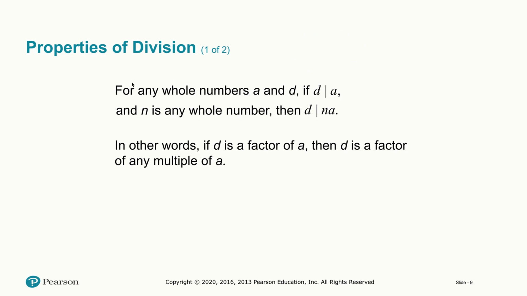All right, here's a simple but important fact. For any whole numbers a and d, if d divides a, and n is any whole number, then d divides n times a. Now, here's one of those situations where if you're just looking at symbols, this may confuse you. Just do an example for yourself, right? For example, we know that 2 divides 6, right? Now, this is telling me if 2 divides 6, then 2 is going to divide any multiple of 6, right? n is any whole number.